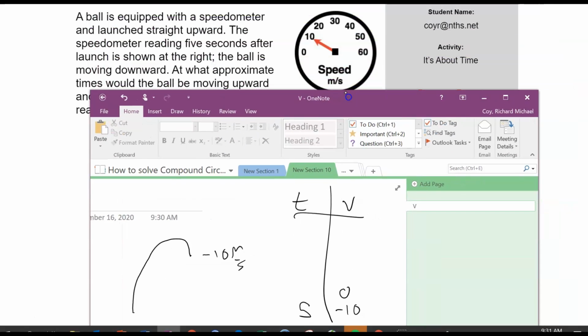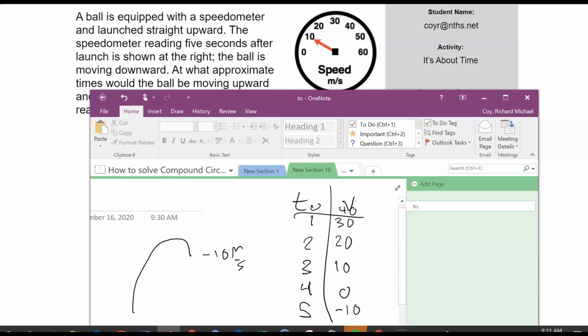How do I know that? Well, it says it's been 5 seconds after the launch is shown, and the ball is moving downward. So that meant that at 4 seconds, it was at the top of its path. At 3 seconds, it must have been going up with a speed of 10. At 2 seconds, it must have been going up with a speed of 20. And at 1 second, it was going up with a speed of 30. And then, of course, I've forgotten 0 seconds, which must have been 40 meters per second.